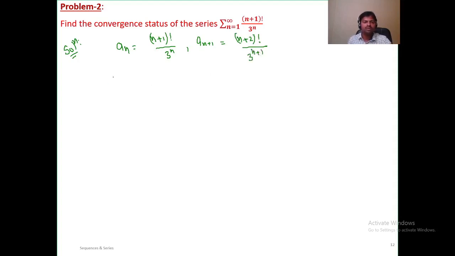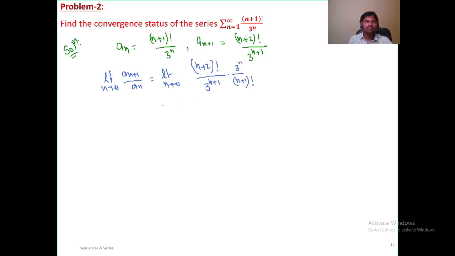And next, what do I want? Find the ratio, the limit of the ratio. Limit n tends to infinity of a n plus 1 by a n. First a n plus 1. Limit n tends to infinity. What is a n plus 1 here? n plus 2 factorial upon 3 power n plus 1, divided by a n. a n means n plus 1 factorial by 3 power n. So if you reciprocate it, 3 power n will go as a numerator, divided by n plus 1 factorial.